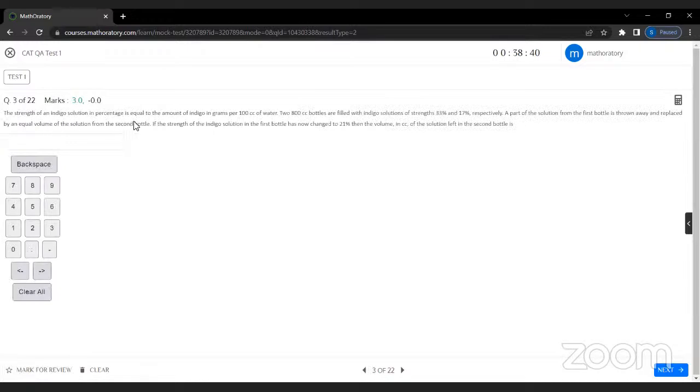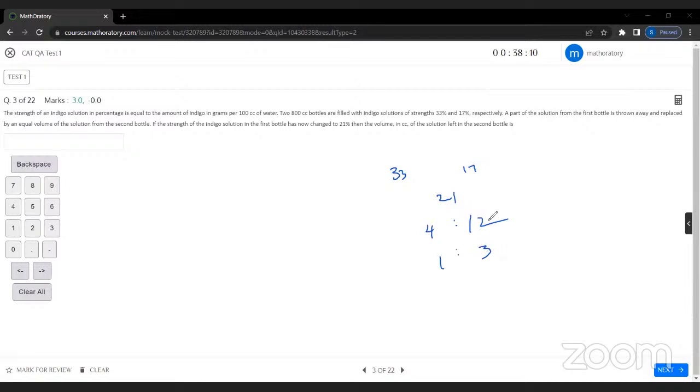Strength of indigo solution in percentage is equal to the amount of indigo in grams per 100 cc. Okay. 2 800 cc bottles are filled with indigo solution. Strengths this. Okay, so part is thrown away and equal volume is added. So allegation type idea. The strength of the indigo solution, the first bottle has now changed. Okay, so yeah, purely allegation out here. So you have 33, 17, and 21. So 4 is to 12. So that is 1 is to 3. So 1 is to 3 is the mixing.